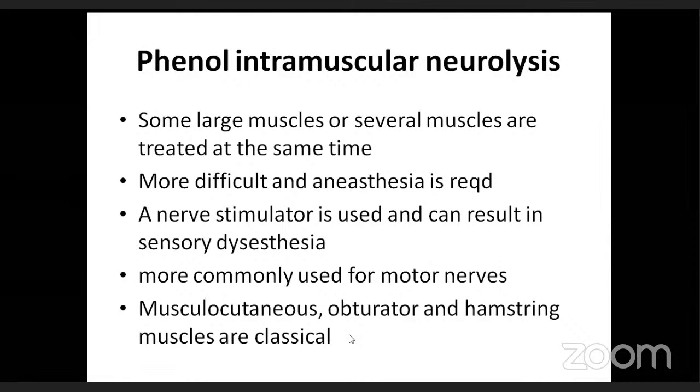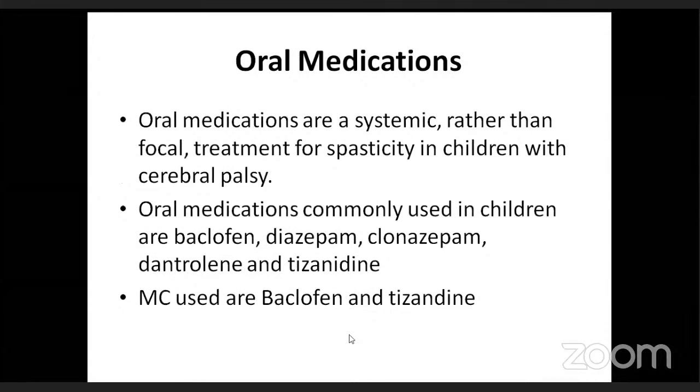Next is phenol intramuscular neurolysis, which is not very commonly used, but some large muscles or several muscles are treated at the same time in this sort of therapy. It's more difficult and anesthesia is required for this treatment. You use a nerve stimulator and it can sometimes result in sensory dysesthesias. It's more commonly used for motor nerves; especially the musculocutaneous, obturator, and hamstring muscles are classically used.